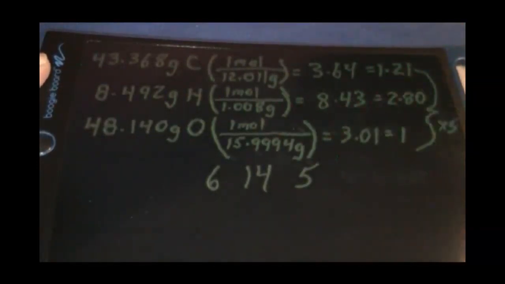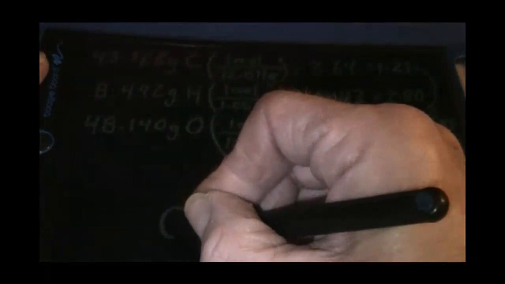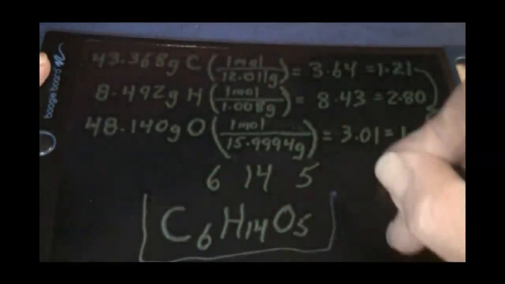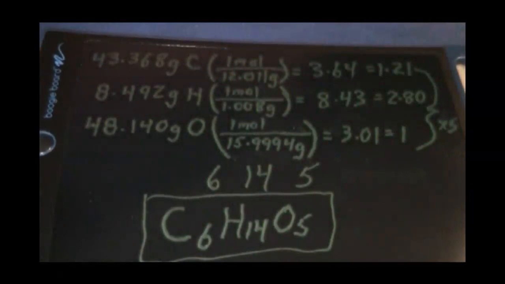Now when you write the formula, you want to write it exactly the same way as the order of the elements you were given. And so carbon was first, so we have carbon 6, hydrogen 14, oxygen 5. And that's how you find the empirical formula. And in this case, for this compound, 1-deoxy-D-galactitol, it has the same empirical formula and molecular formula, so we've already found both.